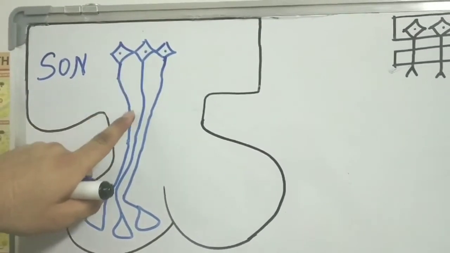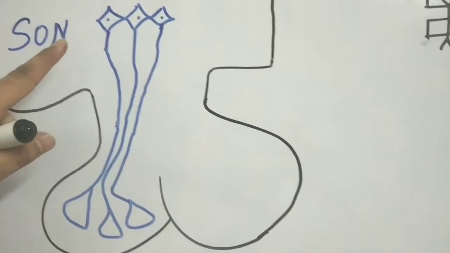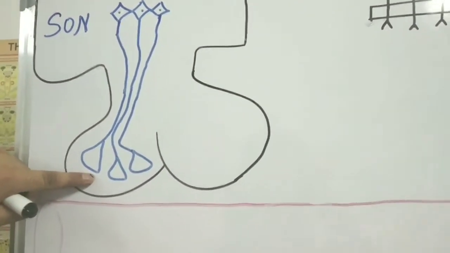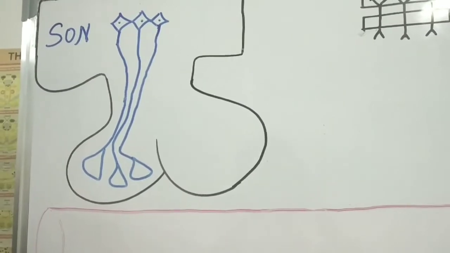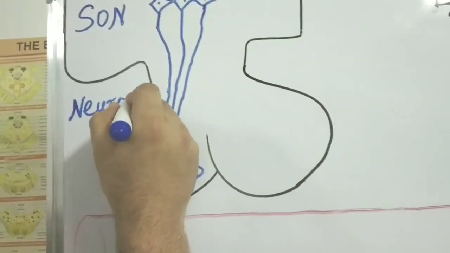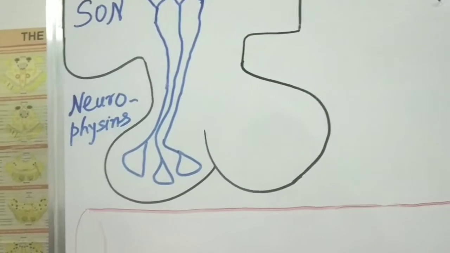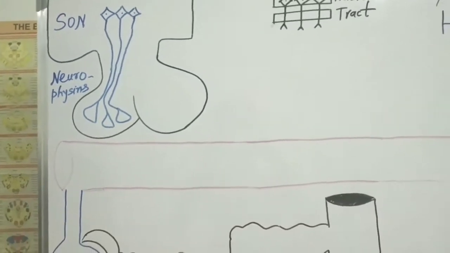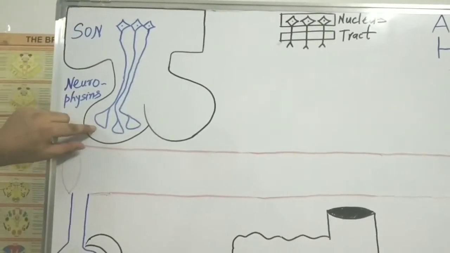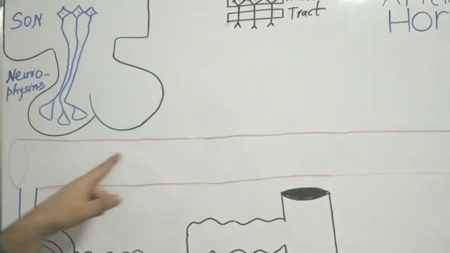Now this ADH will come through the axons, and there is a protein which helps the ADH to transfer from the hypothalamus into the neurohypophysis, that is the posterior pituitary. That is known as the neurophysin. Neurophysins are special carrier proteins which carry the ADH hormone from the hypothalamus into the posterior pituitary, and eventually it is released from the Herring bodies into the circulation.